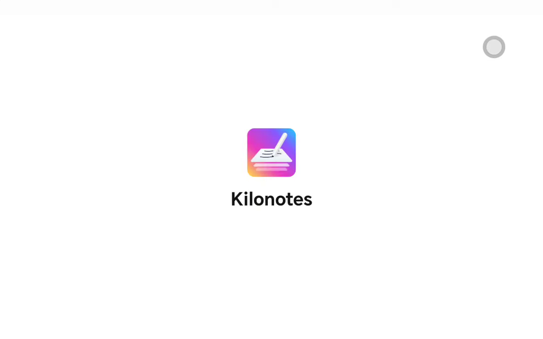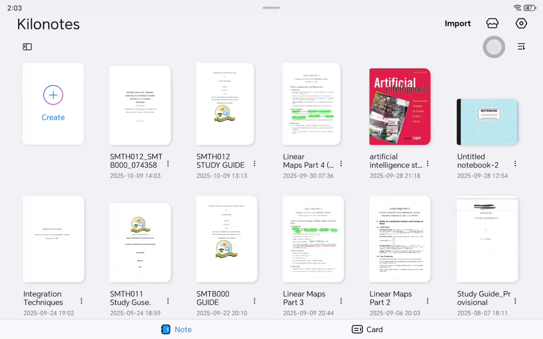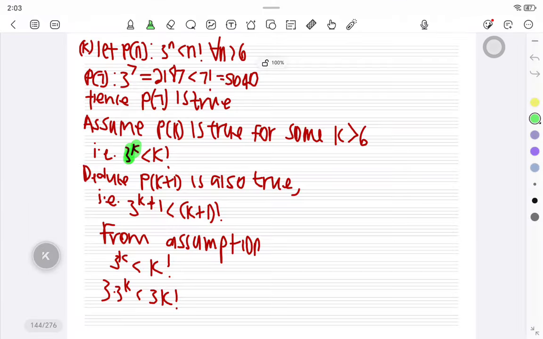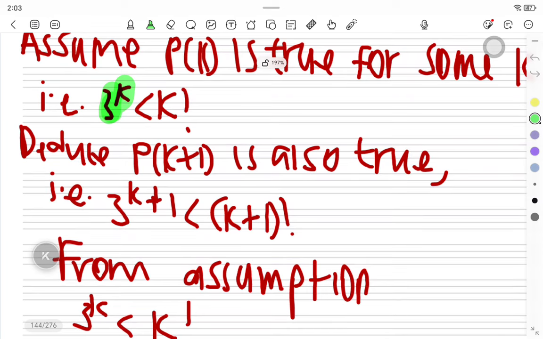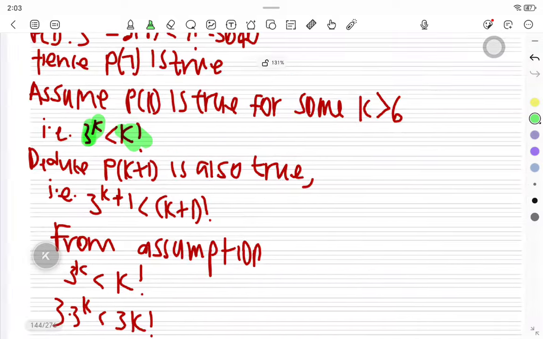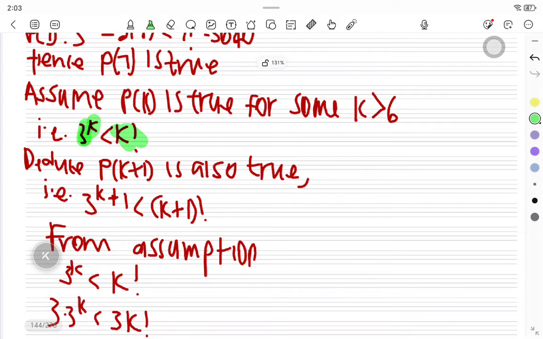Then from here we deduce that p of k plus 1 is also true. Then we're just going to replace k by k plus 1. You see, right? Then from here, we take it from the assumption. Our assumption was saying 3 to the k less than k factorial.